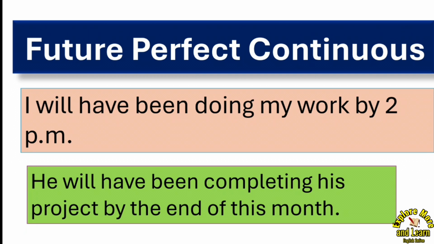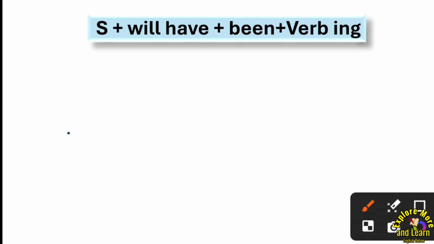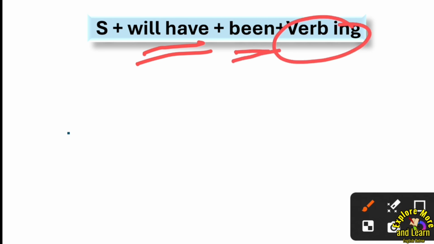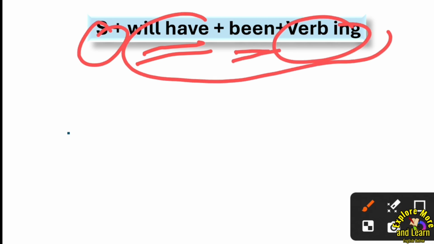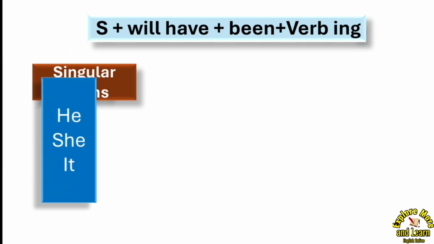Another example. Now, let's understand these examples with the basic structure of sentences. That is subject plus will have, then been, then verb in ing form. So, after subject, this is the basic structure. And subject, whatever it is, like singular nouns or he, she, it.